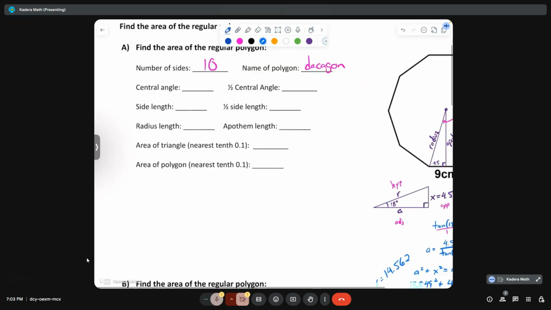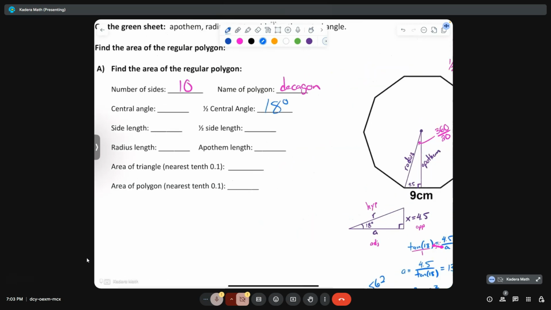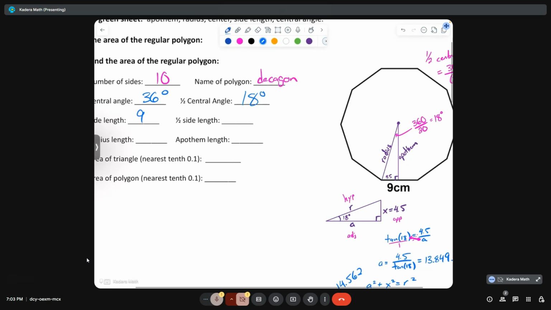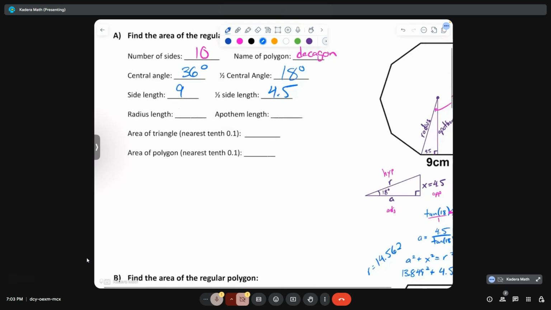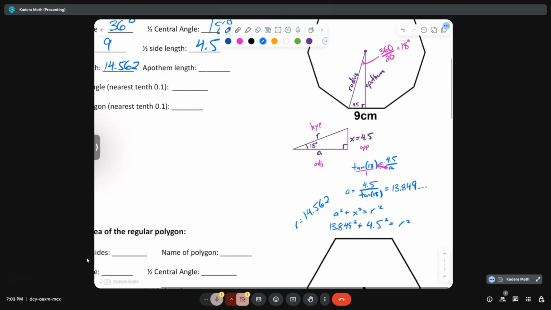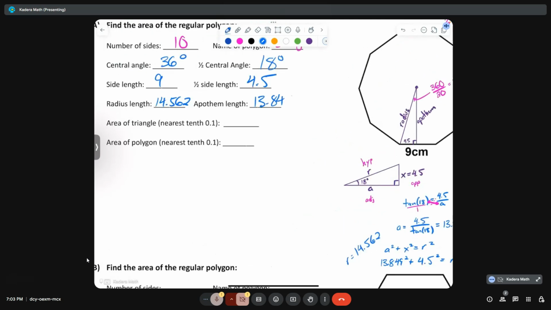Okay, let's fill out some stuff over here. Central angle. Well, our half central angle is 18 degrees. We figured that out. The central angle would be double that, 36. All right. Side length was given to us at 9 centimeters. Half side length was 4.5. Radius length, we just figured out over there, 14.562. And our apothem length, we had to figure out too. That was 13.849. All right, then we're going to go find the area of that little slice.